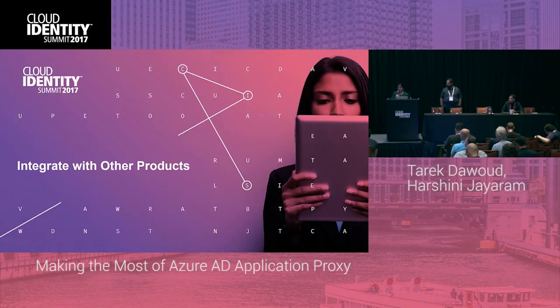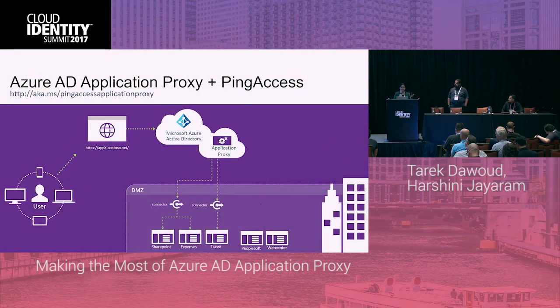So now that we have application proxy, how do we use this with other products as well? There are a lot of scenarios this serves by itself, but there are other scenarios that we've had questions about and integrations we want to discuss. So one of them is, and a lot of you went to the talks earlier this week, so you have heard a little bit about application proxy and Ping Access.